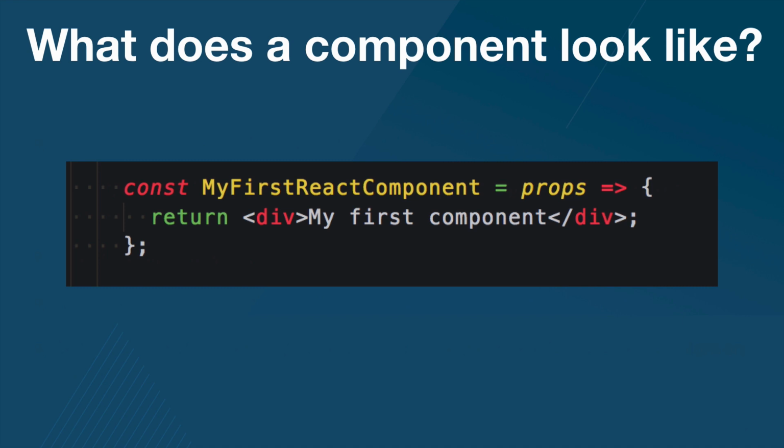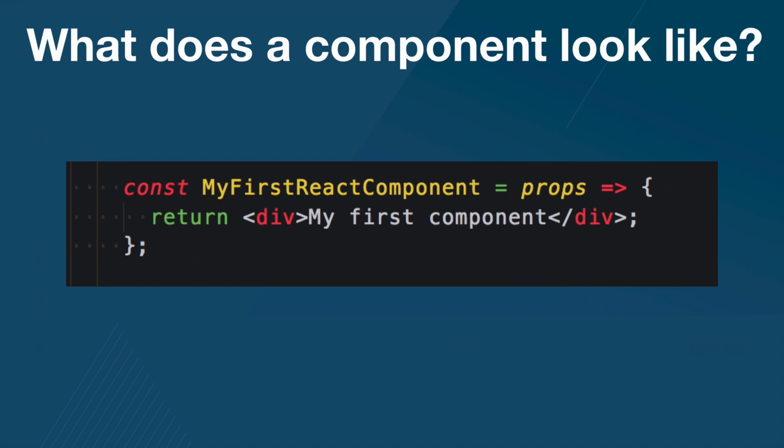Notice that as we're returning our JSX, our HTML-looking JavaScript, we're not doing anything with those props right now. That will come in future lessons. So right now, we just want you to focus on this simple fact, that a component can be represented as a function that returns some JSX. So all of our components need to return some JSX.